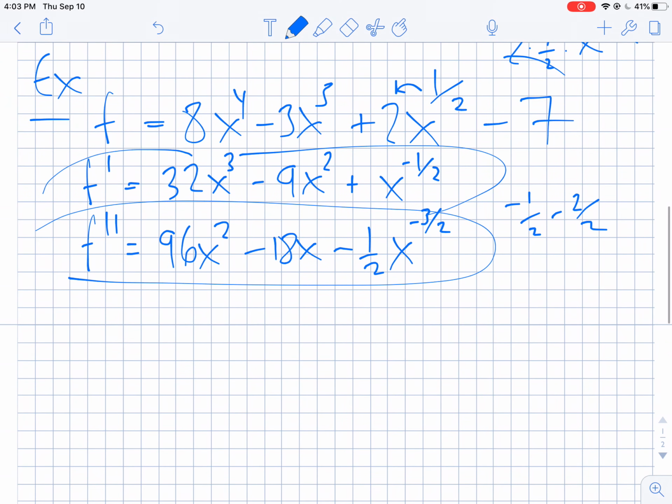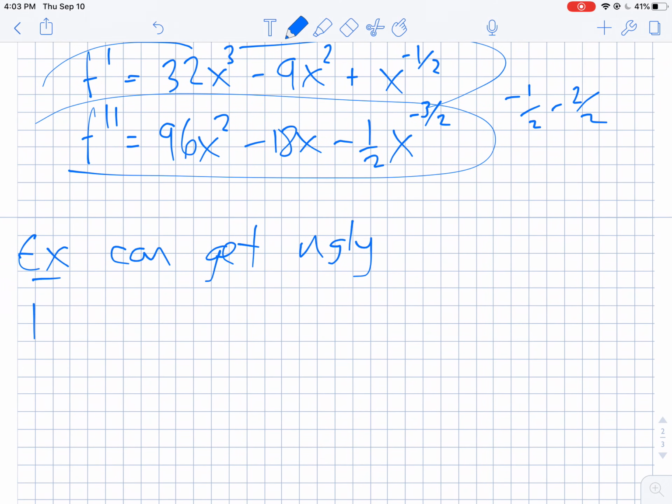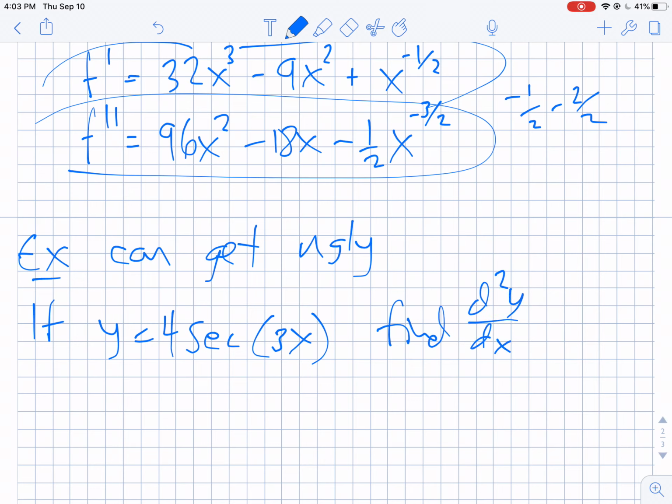One thing I do want to warn you, right, like these can get ugly. As you can imagine, you might have to use like the product rule and the chain rule multiple times. So for example, if I tell you that y equals 4 times secant of 3x, and I ask you to find that second derivative, d squared y dx squared, we can see things are going to get a little gnarly here, right? So we'll start with the first derivative.